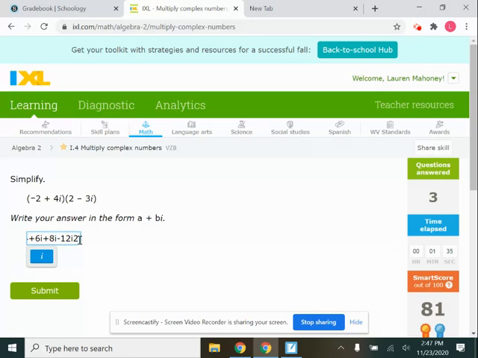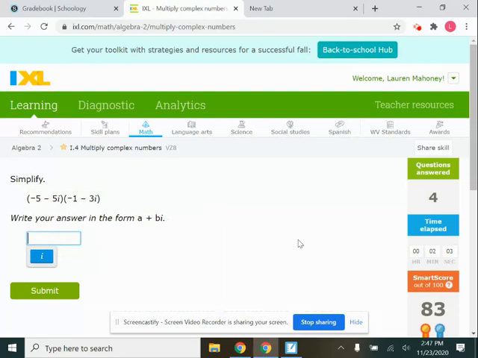So the i squared is equal to -1, which means this negative 12i squared is actually going to become a positive 12. My 6i and 8i are going to combine together to become 14i, and then the 12 and the negative 4, I would add that together to become a positive 8. So your final answer is going to be 8 plus 14i.